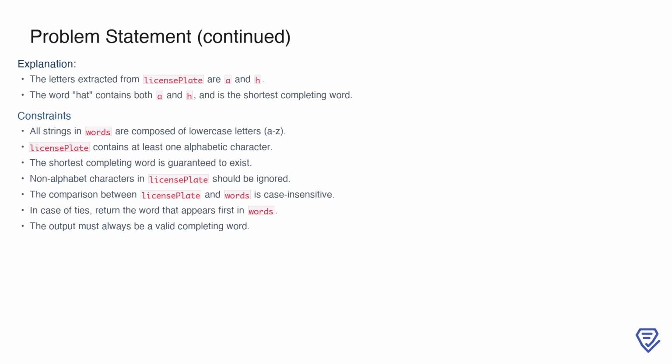In the third example, the license plate is at $12, and the array of words is hello, habit, hat, apple. From license plate, we extract the letters A and H. Among the given words, hat is the shortest word that contains both A and H. The other words either don't contain all the required letters or are longer than hat. As a result, the output for this example is hat.